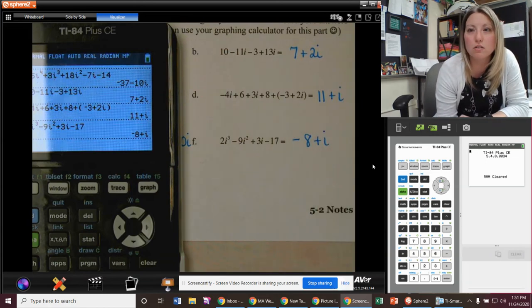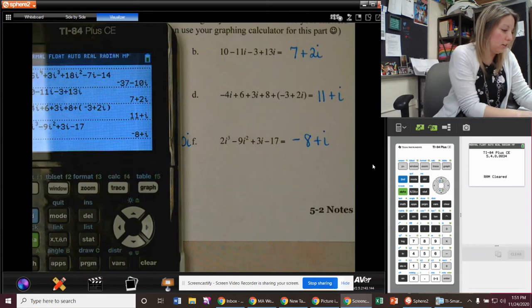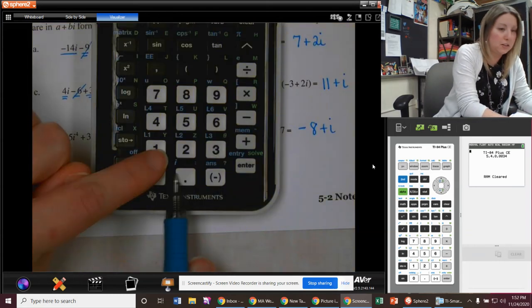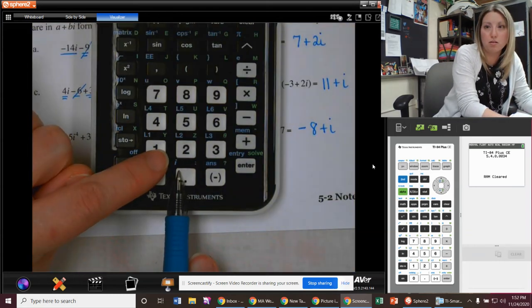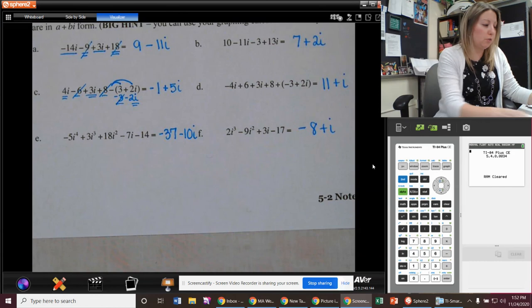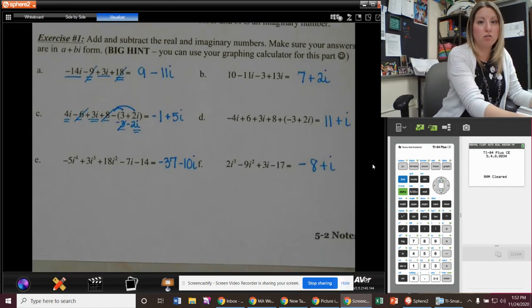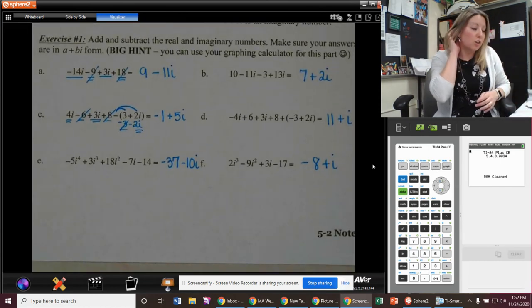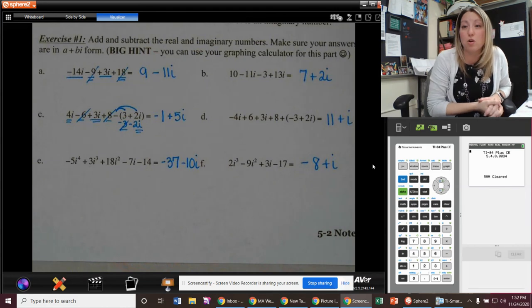Guys, you can do this. Use that graphing calculator, that i button down here. It's going to be second and the decimal point on these TIs, TI-83 and TI-84. Works for both. Lovely, refreshing change that we can actually use our graphing calculator. So I think this will go pretty well for you.